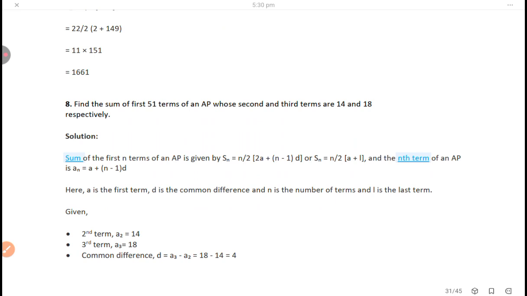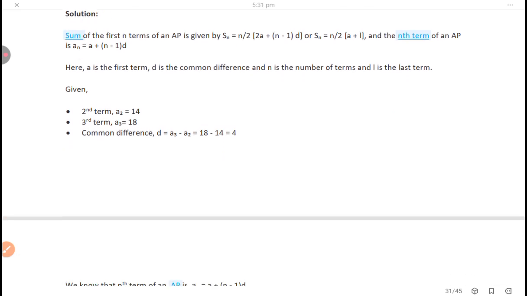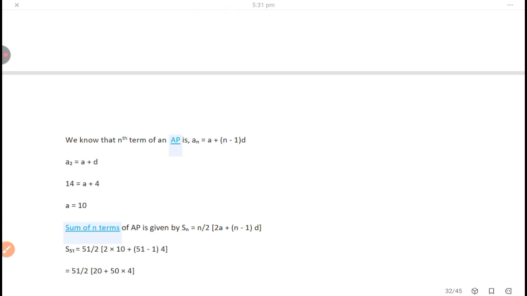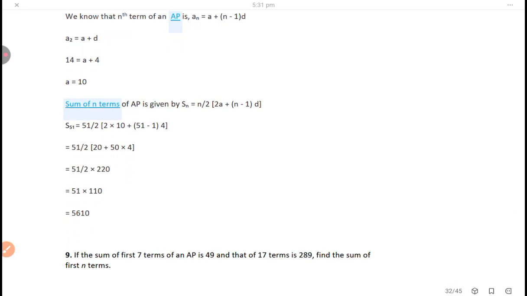Find the sum of the first 51 terms of an AP whose second and third terms are 14 and 18 respectively. So note down the second term is 14 and the third term is 18. So you can find the common difference. And you know the nth term of an AP is an equal to a plus (n minus 1)d. So a plus d equals 14, and you know the first term a. So substitute all this for 51 terms in this formula, and we'll get 5060.